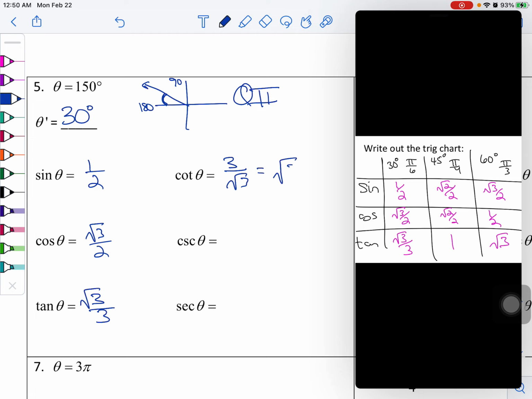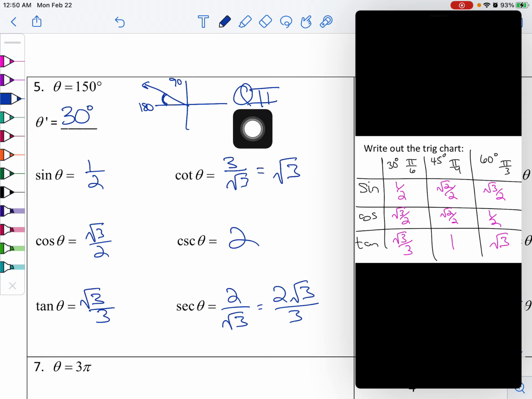So cotangent would be the reciprocal of tangent. So 3 over root 3, when you rationalize that, that just becomes root 3. Cosecant's the reciprocal to sine, so that's going to be 2, and secant's the reciprocal to cosine, so 2 over root 3. Rationalize, please and thank you.